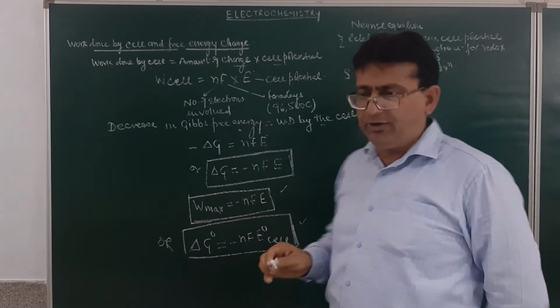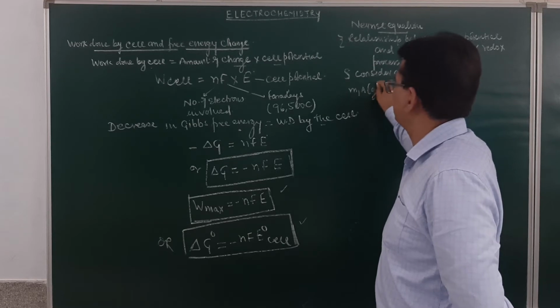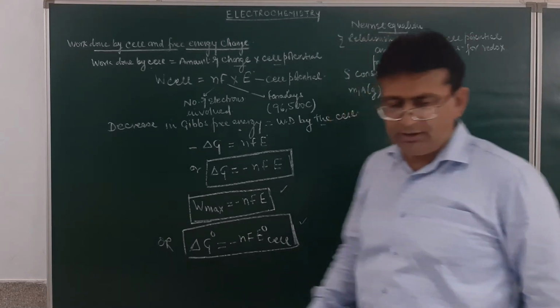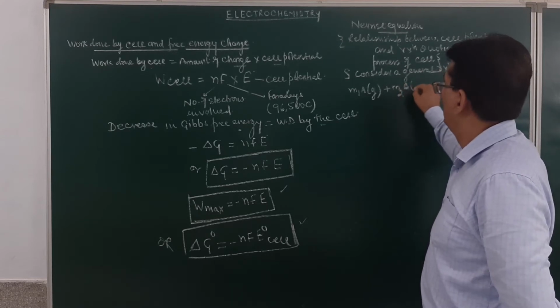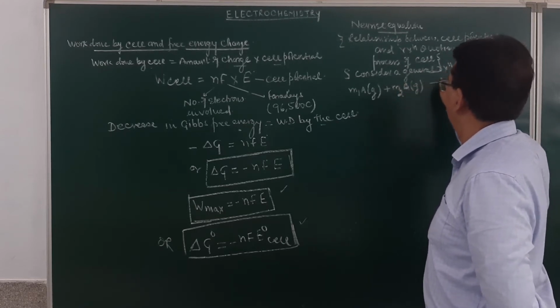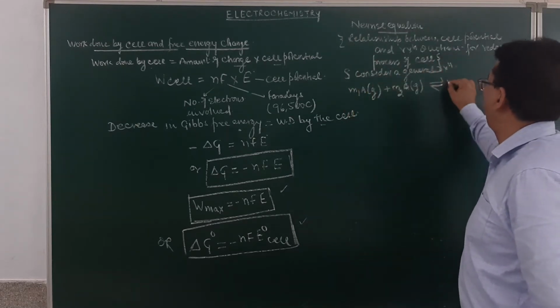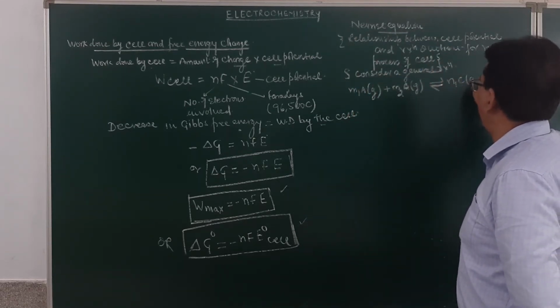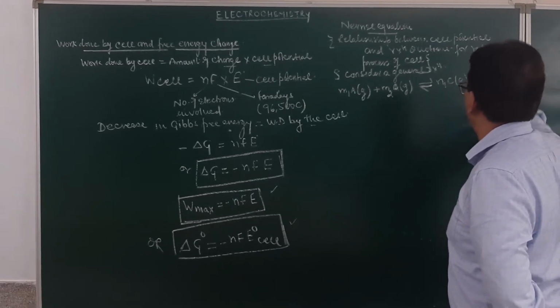This general reaction is M1A in the form of a gas. It reacts with M2B, which again is in the form of a gas. And this is an equilibrium reaction, giving N1C in the form of a gas plus N2D, which again is in the form of a gas.